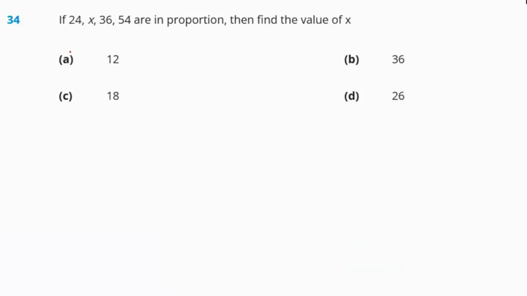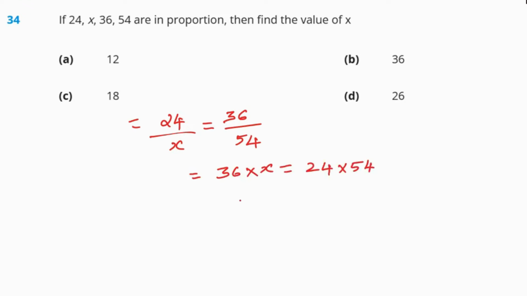If 24, x, 36, 54 are in proportion, then find out the value of x. So if these numbers are in proportion, we can write this as 24 by x is equal to 36 by 54. From this, we can cross multiply here. 36 into x is equal to 24 into 54, or x is equal to 24 into 54 divided by 36, taking this 36 to the right side.